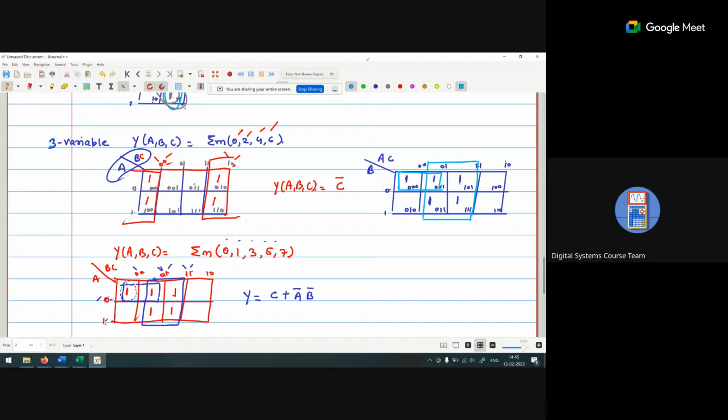Now for the group of 2, which one is constant? B is constant, so y is equal to B bar, and A is constant as A bar. And for the group of 4, only C is constant. So y equals C plus A bar. Any doubt?